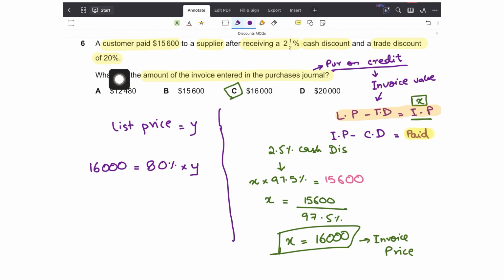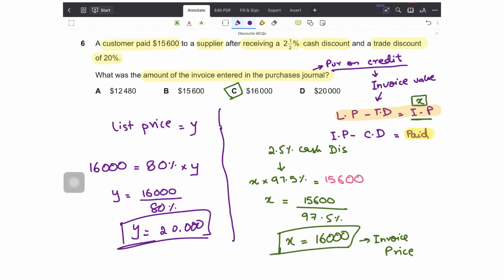List price was 100%, and after subtracting 20% as trade discount, I arrived at an invoice price of 16,000, which will of course be less than the list price. So my list price would be 16,000 divided by 80%, which will be $20,000, right? So 20,000 is my list price. So this is how we work backwards if the question is such, if the information is that you have to arrive at the invoice price or the list price, right?